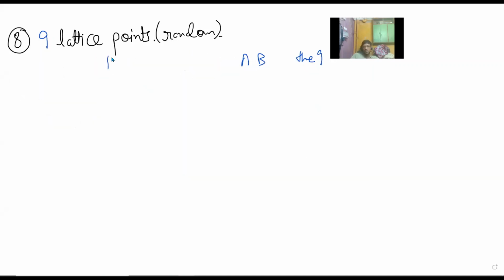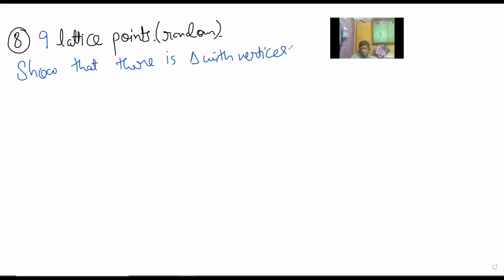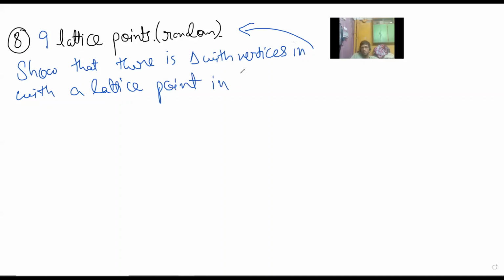So the centroid coordinates are the average of the 3 vertices. You can assume that, if you have not seen the proof. Show that there is a triangle with vertices in this lattice, with a lattice point in the interior. That's all.